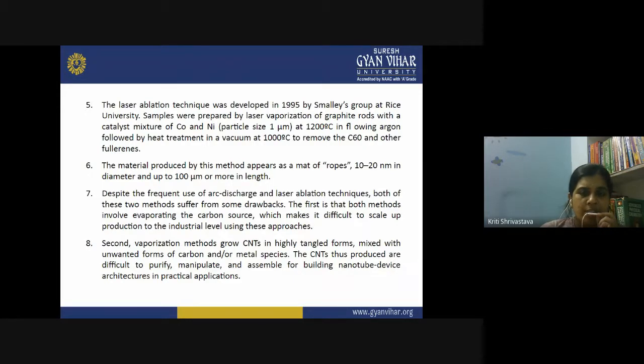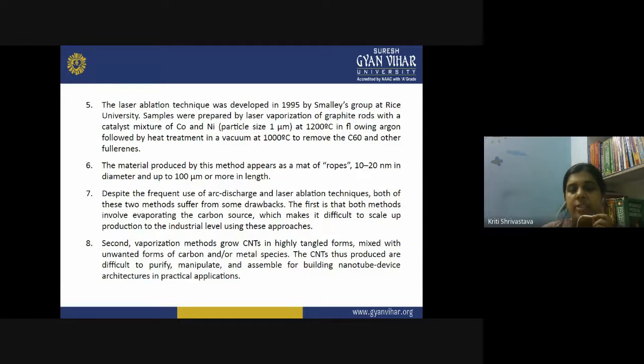When we are using these methods, you are evaporating the carbon source, right? You are evaporating the graphite anode. And if it is so, these methods cannot be used for industrial level production of carbon nanotubes. If you have to do that at a very large scale, you cannot obtain a large batch. At high temperature, you are evaporating the carbon source and collecting the soot. So these techniques fail if you have to produce nanotubes at large scale.